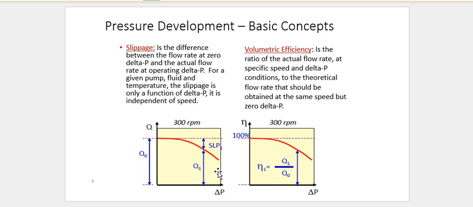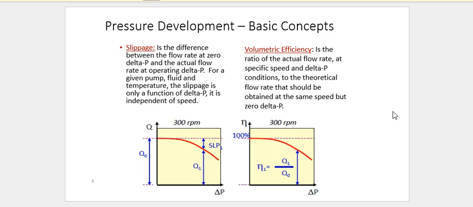We see that if the theoretical flow rate at 0 delta P is Q0, then at delta P above the critical delta P, there will be a different flow rate, or a difference in the flow rate. So the actual flow rate of the pump will be Q1. So the volumetric efficiency will be eta 1, which is the division of Q1 by Q0. This is for a specific RPM.